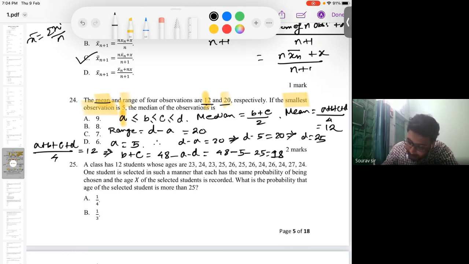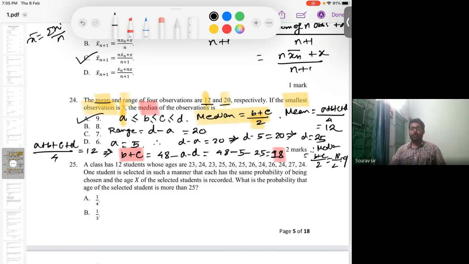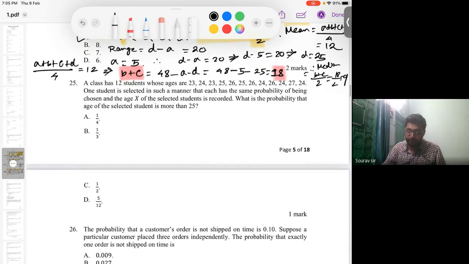We have already established that the median is equal to (B + C)/2, and the question asks us to find the median. We have got B + C = 18, so the median is 18/2 = 9. So option A is the correct answer for question number 24. Clear? Now let's jump to question number 25.